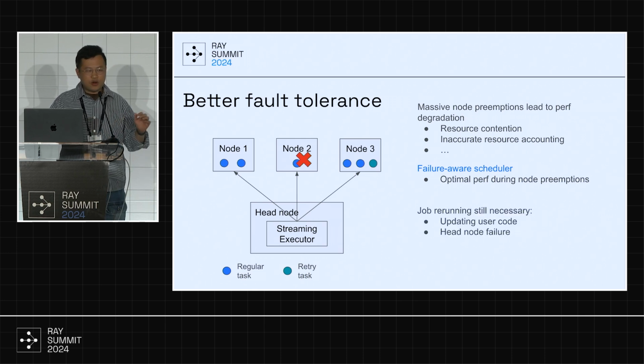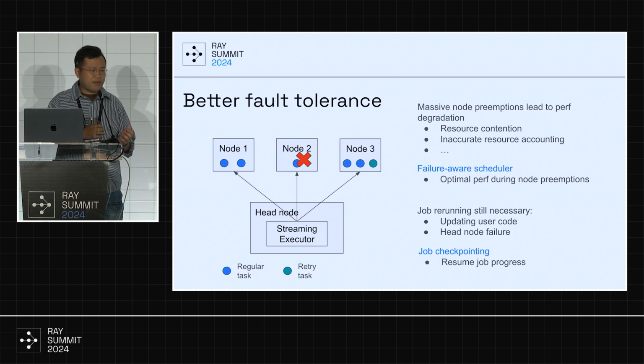So despite this automatic task resubmission, in certain scenarios, you still need to rerun your job. For example, when you want to update your user code to deal with some edge cases in your input data, or when the head node or even the entire cluster crashes. So to avoid restarting the job from scratch, Anyscale provides a job checkpointing feature that will automatically checkpoint the progress of the job and resume the progress when rerunning the job.